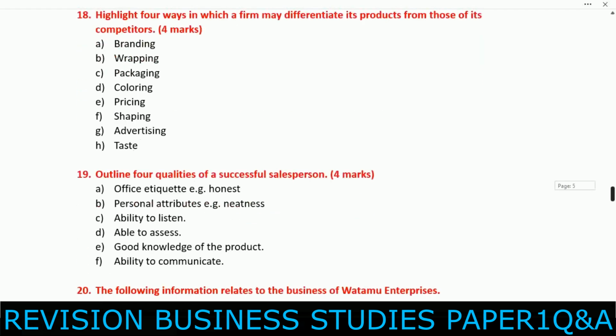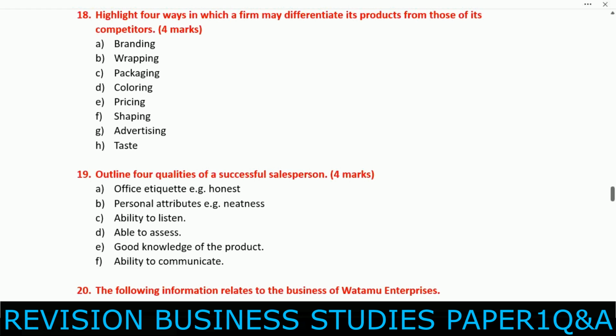Let's go to question number 18. You're told to highlight 4 ways in which a firm may differentiate its product from those of its competitors. How can a firm differentiate their product or their services? Number 1, branding. Number 2, wrapping. Number 3, packaging. Number 4, coloring.